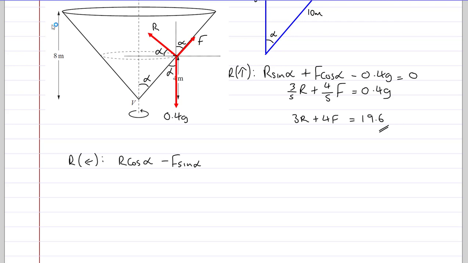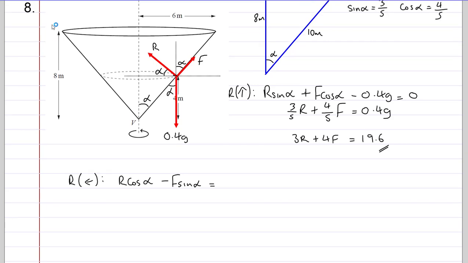The weight doesn't have a component in the horizontal direction, so we ignore that. And on the right hand side we have ma, which for angular velocity is mv squared over r. So the mass is 0.4, v squared becomes 4.5 squared, and to get the radius we use the fact that it's 6 meters at the top here, and this 4 meters is half of the 8 meters, so we're halfway up from the bottom, which means the radius across here where the particle is at will be 3 meters.